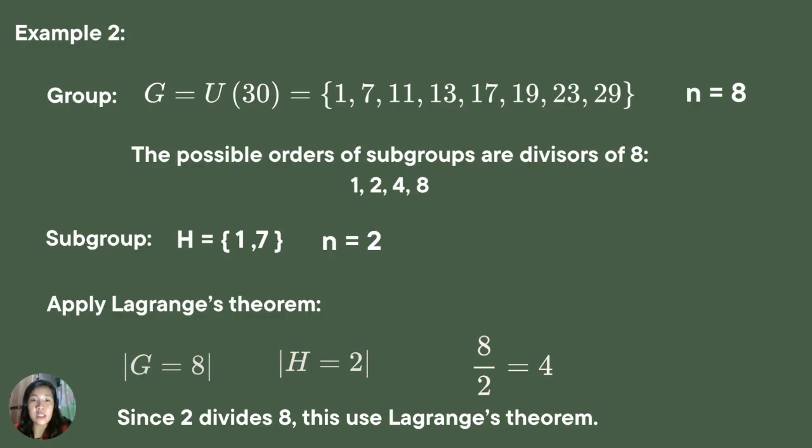This also means the group can be split into 4 equal parts, or cosets, each containing the elements of the subgroup combined with other elements of the group. So this example shows how the structure of subgroups fits within the larger group perfectly.